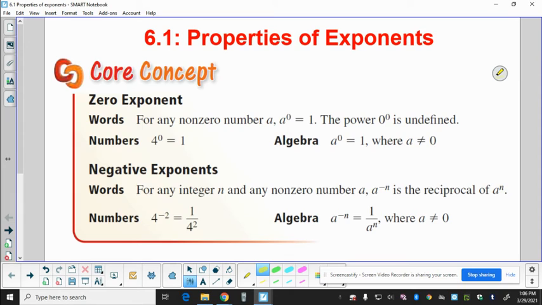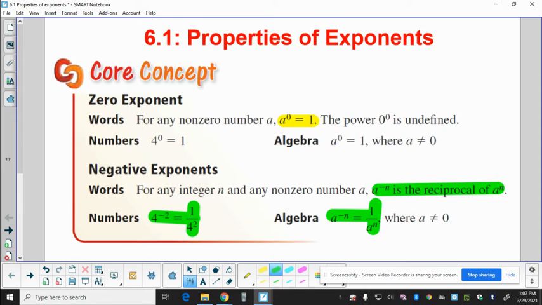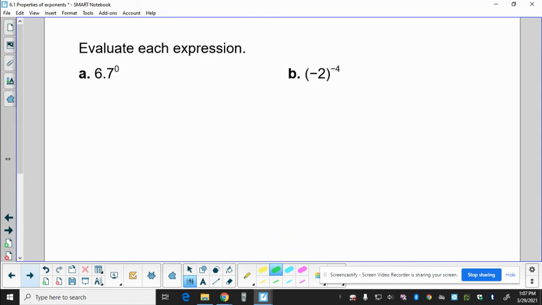The key is this: anything to the zero power has the value of 1, except for 0 to the 0 power. That's undefined. A negative exponent is a reciprocal. Now, what does that mean? Well, you've got a couple of examples right here that could help you understand what that means. So let's go ahead and put some of this into practice and see how it works out.